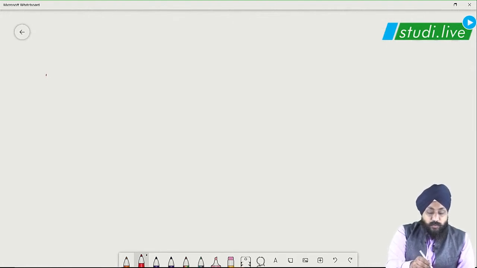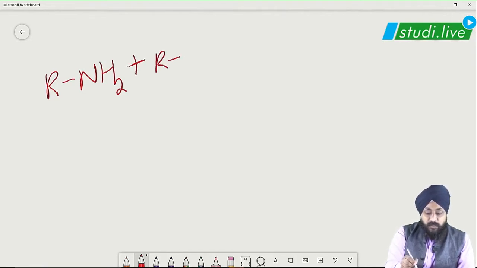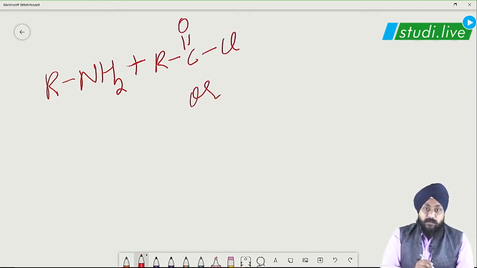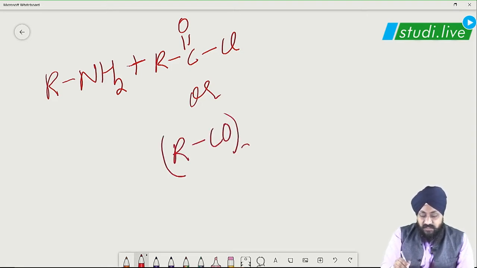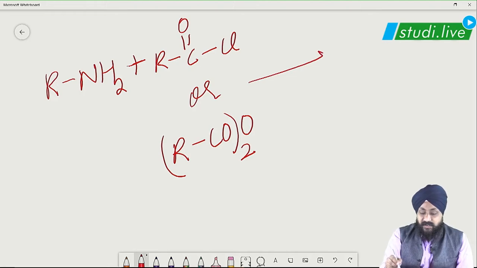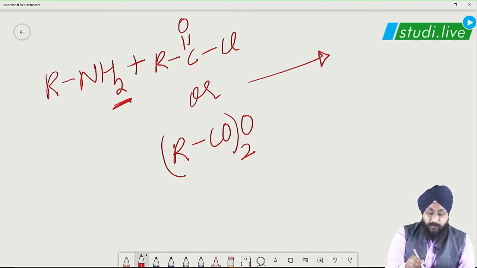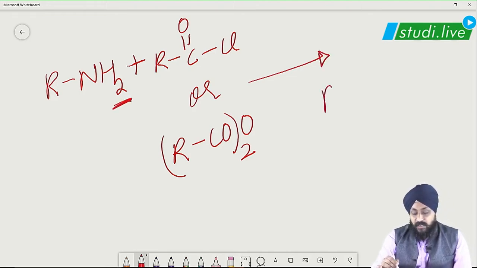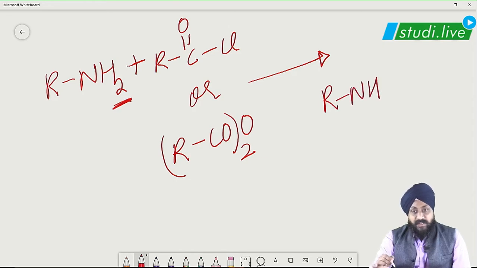So students, here you have something like this, and you are going to treat it with acyl chloride, let us say. Students, you can treat it with acyl chloride, or you can use something like this, which is your acid anhydride. Now students, see what is going to happen. The H from here will be replaced, and you will be getting RNH.